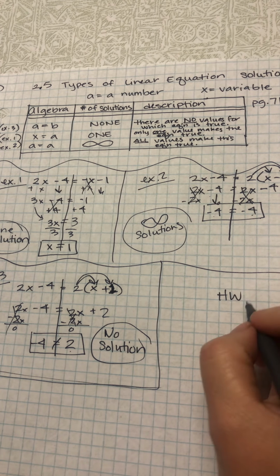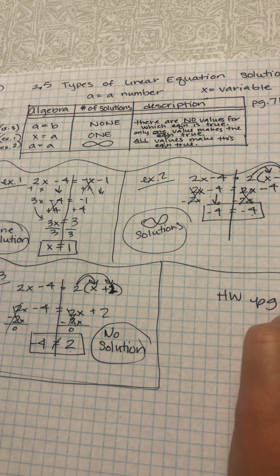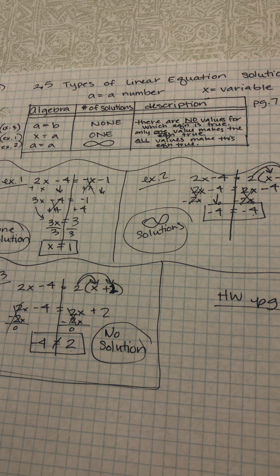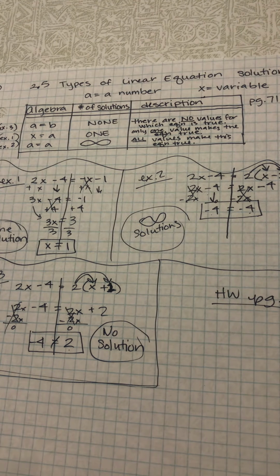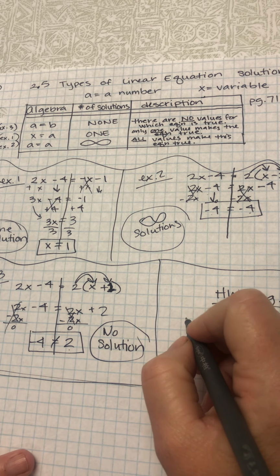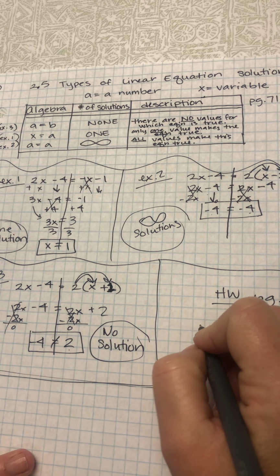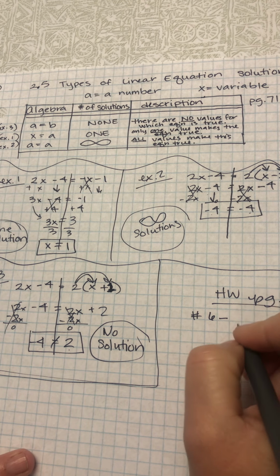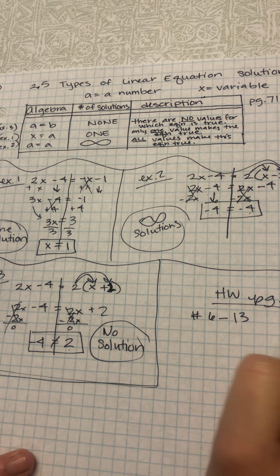For homework tonight, we are going to be on page 73, and we are going to be doing, let's do numbers 6 through 13. All.